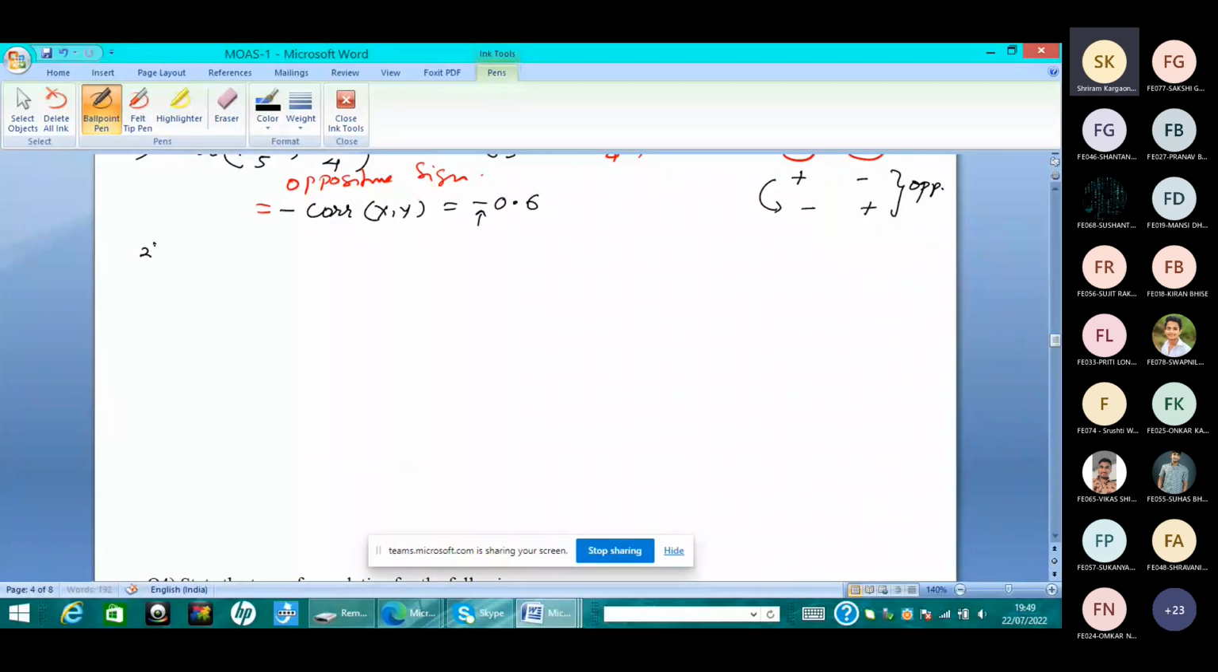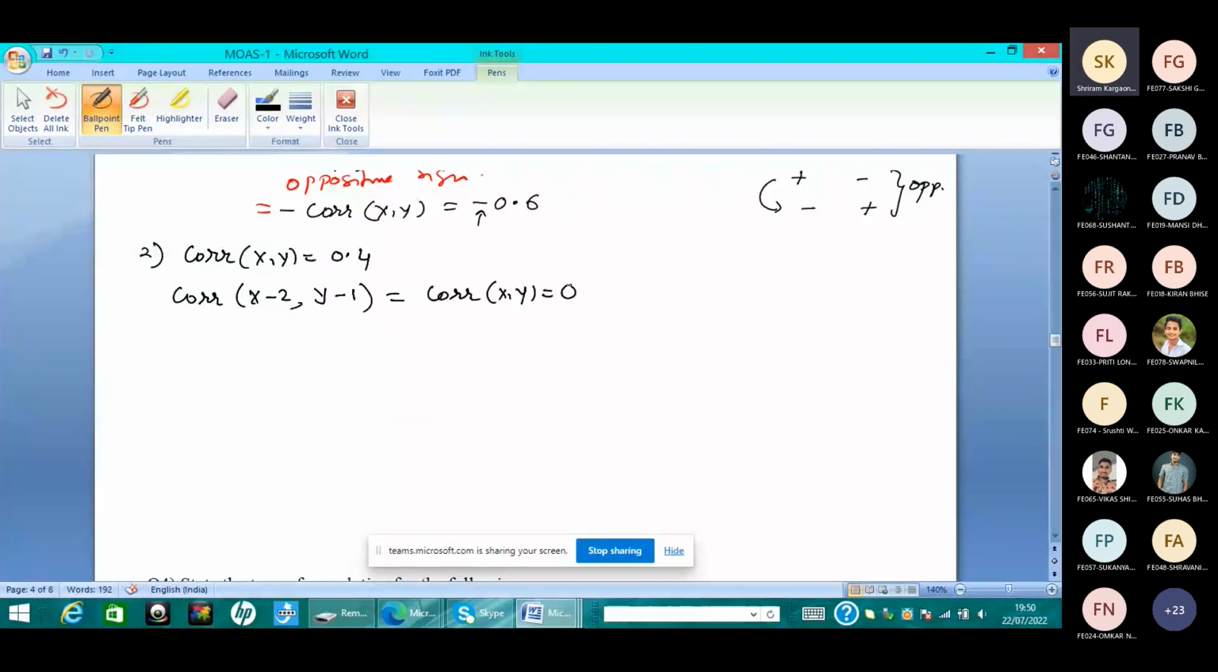Example number two. Suppose the correlation between X and Y is 0.4. And now I want to find the correlation between X minus 2 and Y minus 1. So it will definitely be the correlation between XY, which is 0.4.